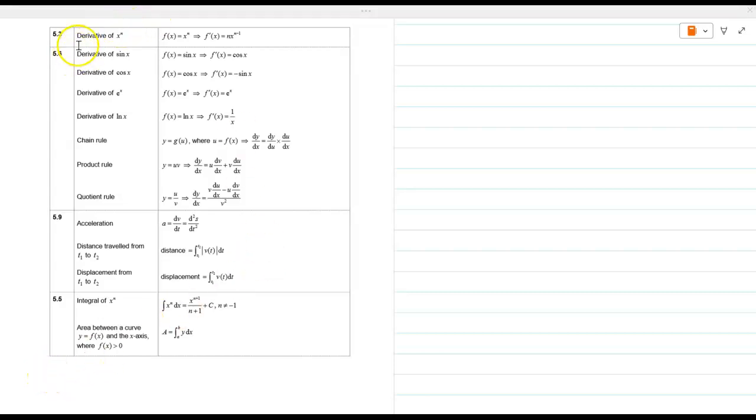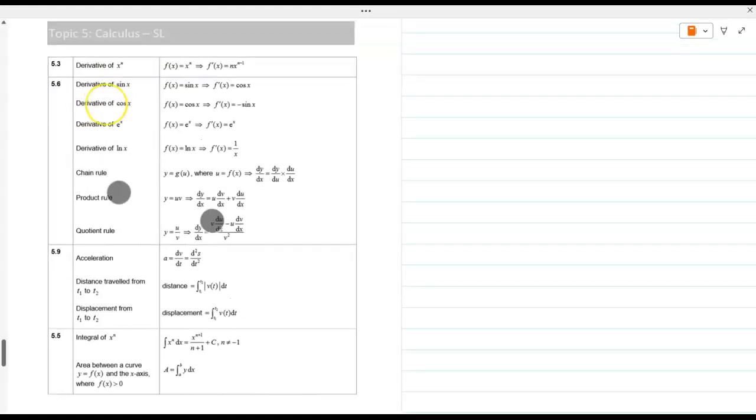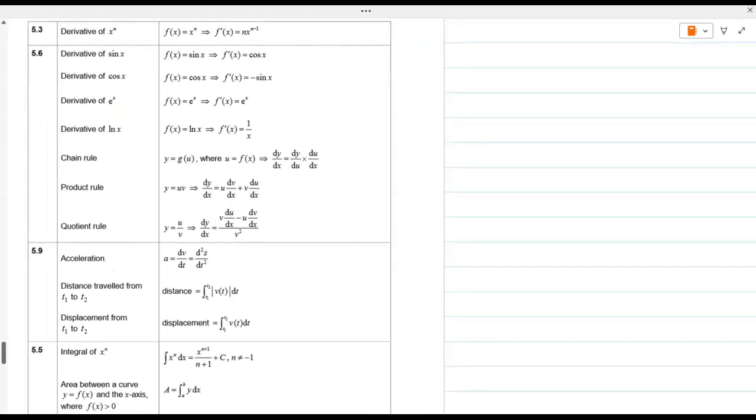Okay. Now derivative is always, remember, rate of change. Correct? When you're finding the derivative of any function, you're finding the rate of change of that function. So if you have a curve, you're finding the slope of the tangent to the curve. That's what you need to remember. So derivative is always rate of change.